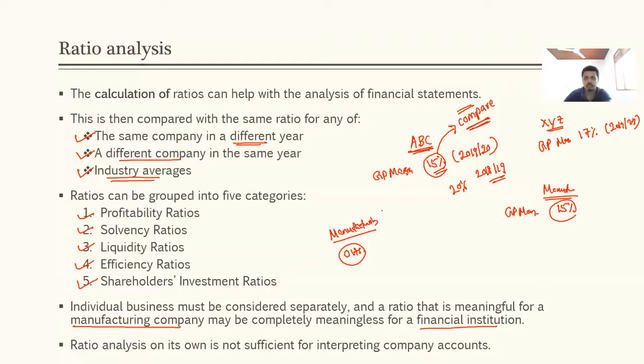So that is also one limitation. And what else? Ratio analysis on its own is not sufficient for interpreting company accounts. We should be able to compare it with something else. Then only it will provide us useful insights.